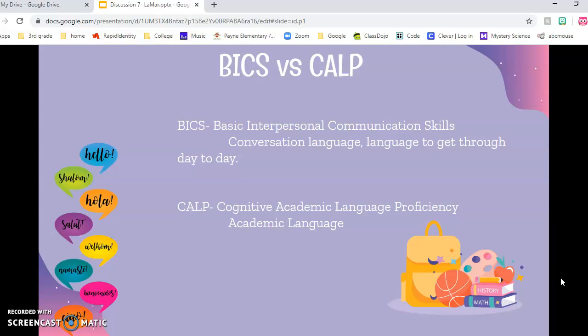Then we have CALP, which is our cognitive academic language proficiency, which is our academic language. So this is all the talking of all of our academics in the classroom.